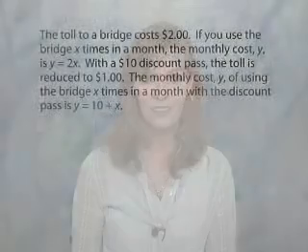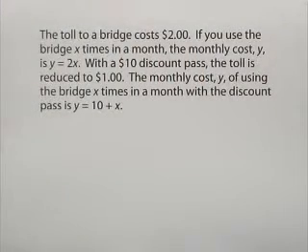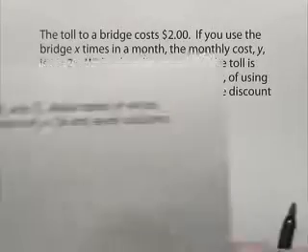Let's look at setting up tables of values and graphs for a given situation. The toll to a bridge costs $2. If you use the bridge x times in a month, the monthly cost y is y equals 2x. With a $10 discount pass, the toll is reduced to $1. The monthly cost y of using the bridge x times in a month with the discount pass is y equals 10 plus x.